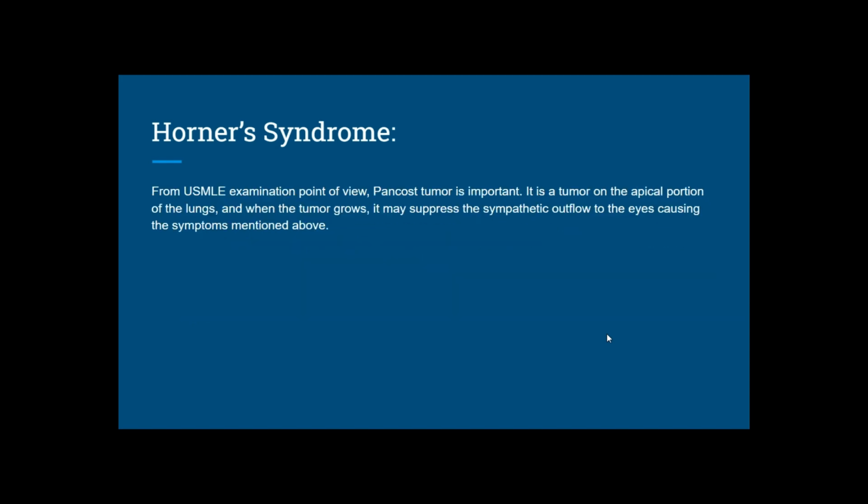From the USMLE examination point of view, the Pancoast tumor is more important. As we discussed just now, the tumor is present on the apical portion of the lungs, and when the tumor grows, it may compress the sympathetic outflow to the eyes, causing the symptoms mentioned above. Once again, the symptoms are ptosis, miosis, and anhidrosis.